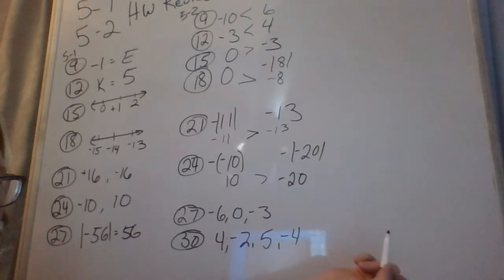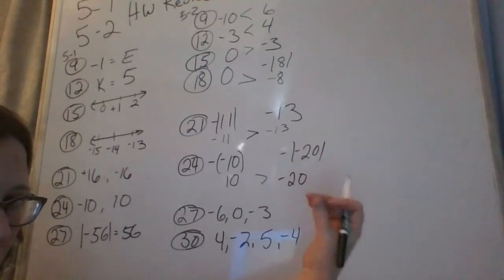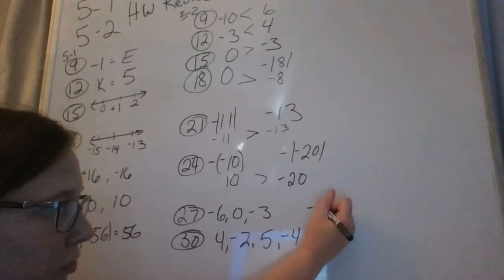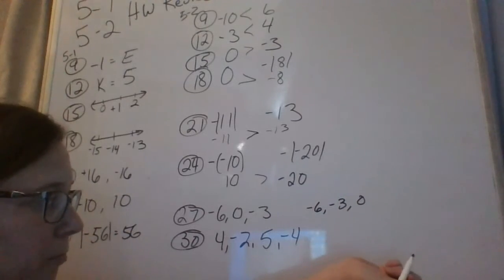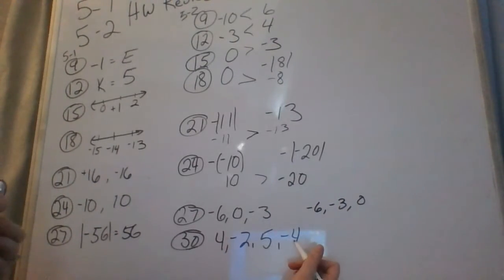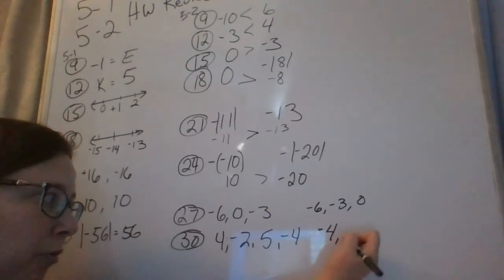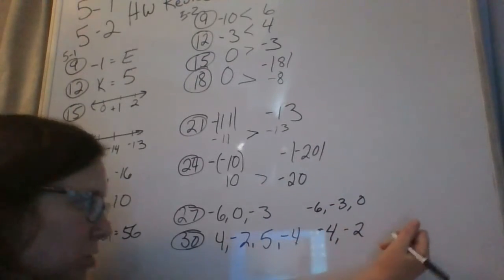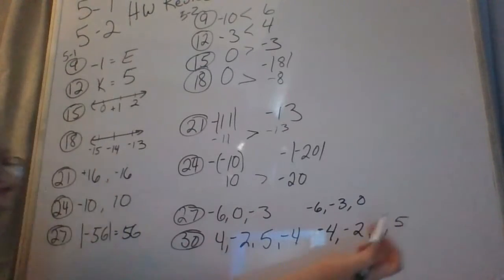27 and 30, you needed to put these in order from smallest to biggest. Smallest is always going to be all your negatives. The higher absolute value is actually the smallest. So we would have -6, -3, and then 0. For number 30, again, your negatives are going to be smaller. The bigger number is the smallest, which is weird, right? -4, -2, and then your positive numbers just go in their normal order. 4 is smaller than 5.